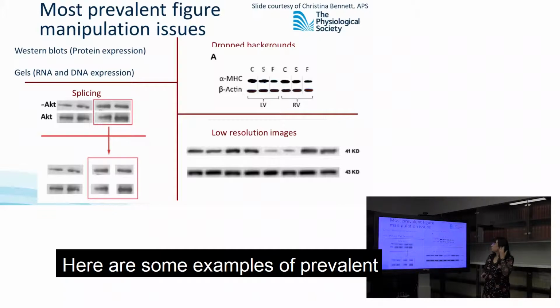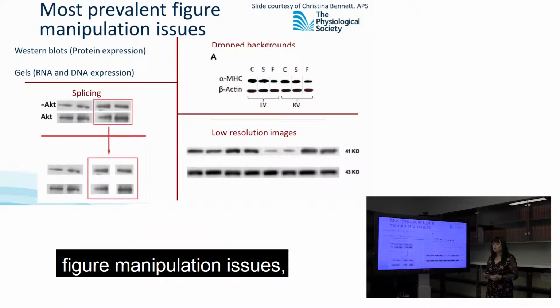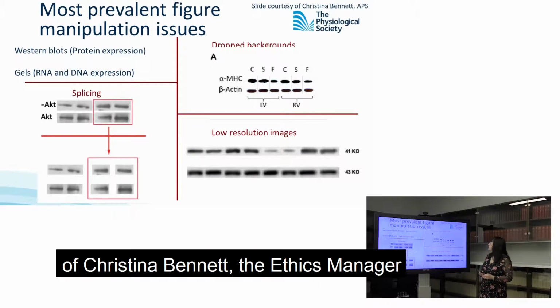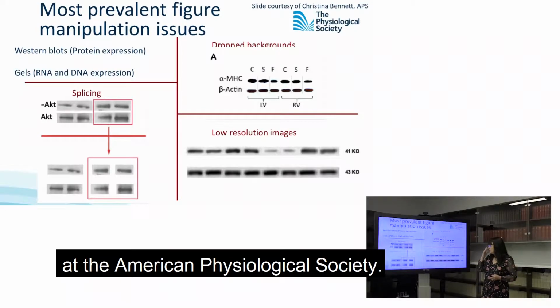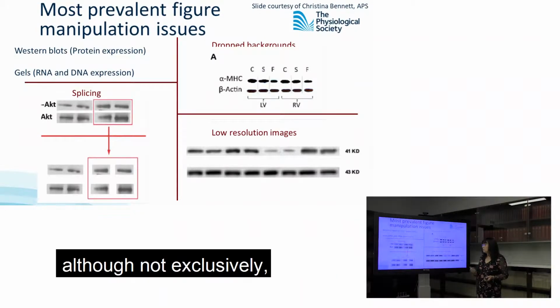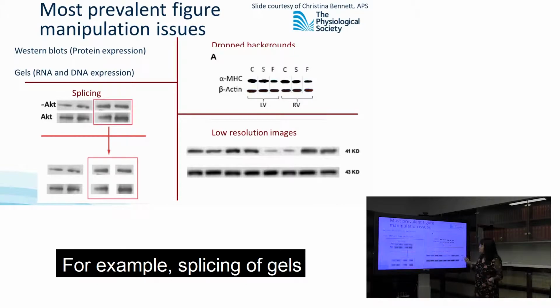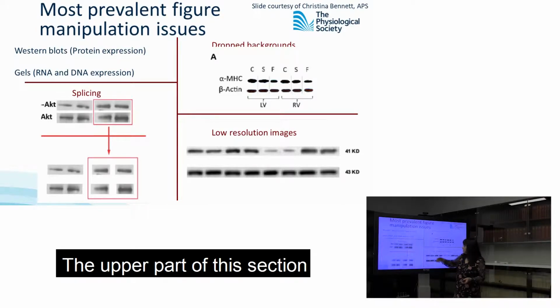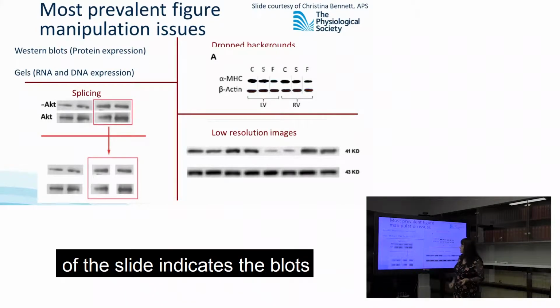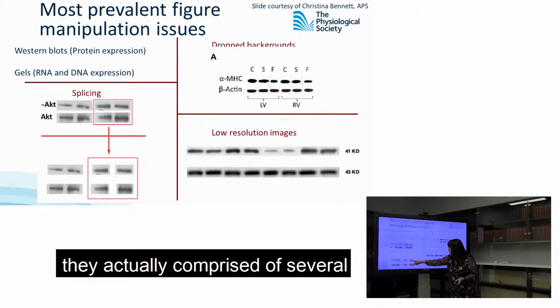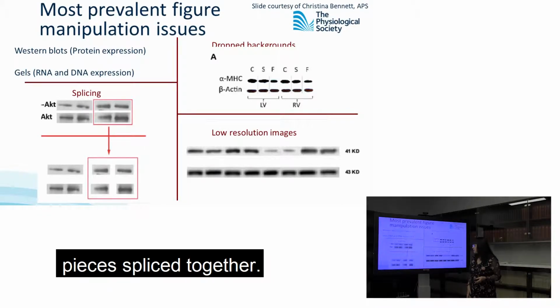So here are some examples of prevalent figure manipulation issues, using a slide that was provided courtesy of Christina Bennett, the ethics manager at the American Physiological Society. So a lot of these issues, although not exclusively, arise in various types of blots or gels. So for example, splicing of gels is not appropriate. So the upper part of this section of the slide indicates the blots that were submitted to the journal, but when they were examined, they were actually comprised of several pieces spliced together.